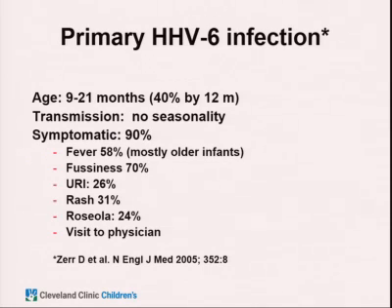And these are, again, the most common symptoms: fever, fussiness, URI, rash, classic roseola, and a visit to the physician. So those kids that you're seeing in your office who have no focus, who look pretty well, and just have fever and nothing else, in the first 2 years of life likely have HHV6.